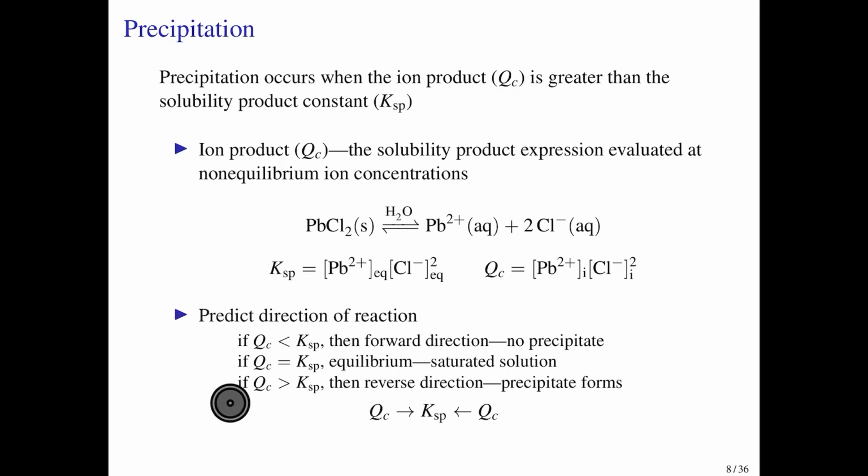These conditions can be summarized in this visual mnemonic device here, where if Q is less than K, you write Q to the left of K. In order to get back to equilibrium, the reaction needs to proceed towards the right, that is, towards the products, so no precipitate forms. On the other hand, if Q is larger than K, you write Q on the right-hand side of K, and in order to get back to equilibrium, the reaction needs to proceed to the left, towards the reactants, which involves the formation of a precipitate.